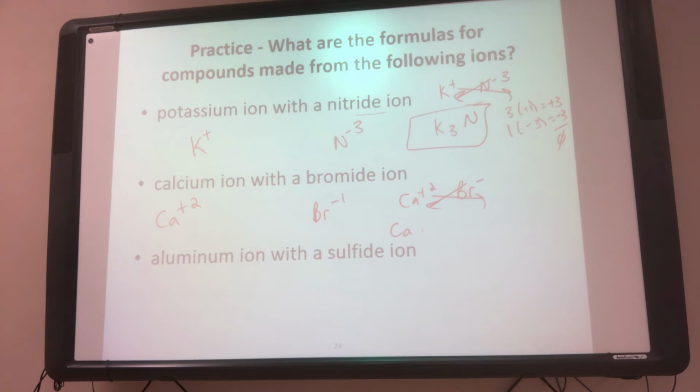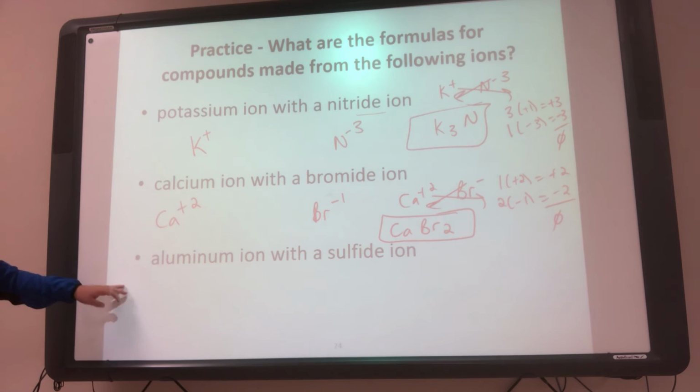We get CaBr2. Can I reduce that? Nope, because there's a 1. Can't reduce the 1 any lower. So I have 1 Ca at a +2, which gives me a +2. 2 Brs at a -1 gives me a -2. Neutral. So we're good. If they're not neutral, it will specifically say that. Okay, and we'll get there.